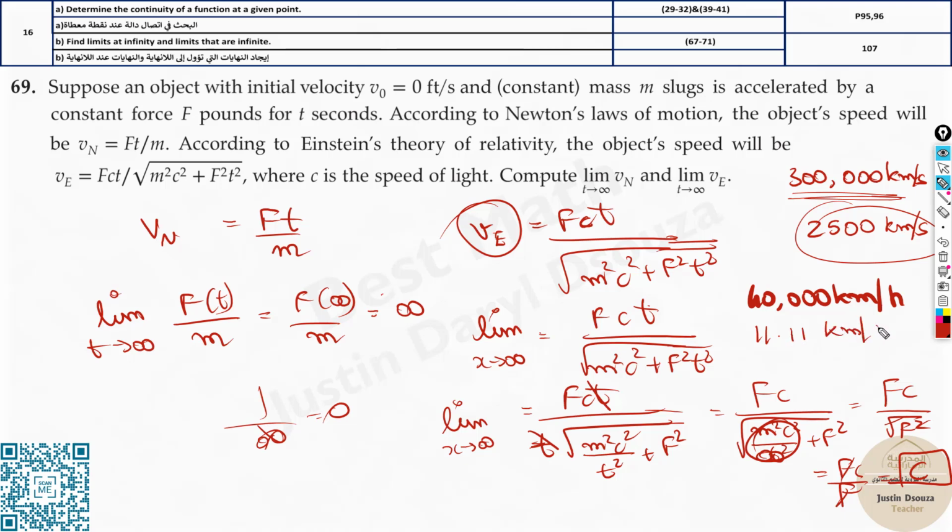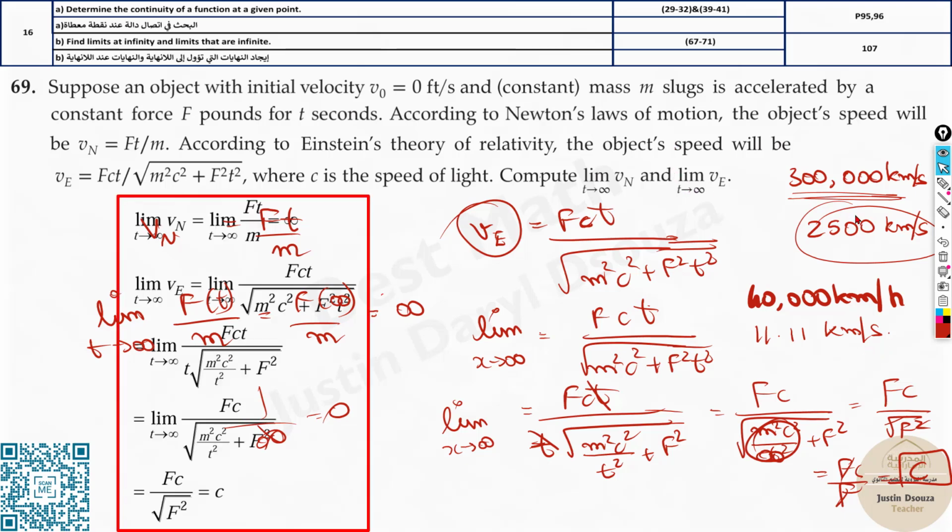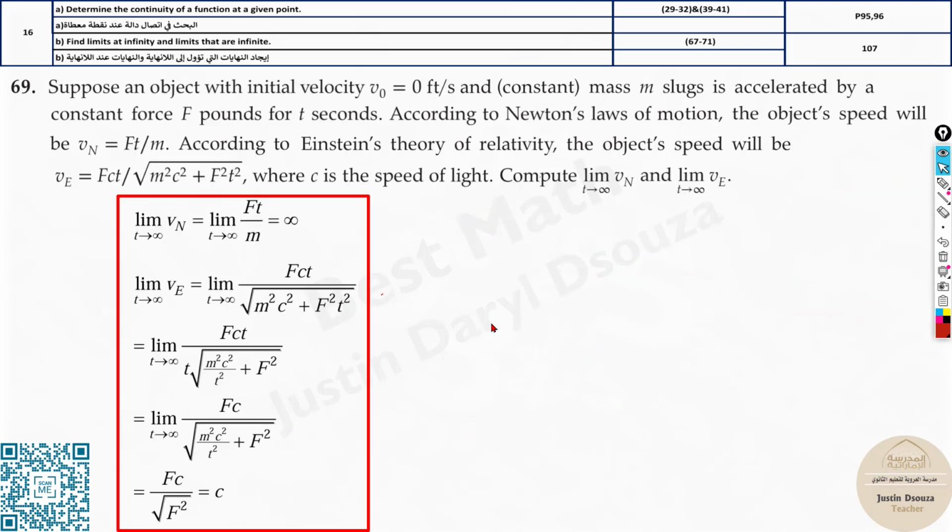11.11 kilometer per second. So the speed of light is 300,000, whereas on Earth we have just reached 11.11. You can see the difference, it's 11.11 and the speed of light is 300,000, but this is the maximum we can ever attain. But it's such a huge number to reach. Anyways, we will move on to the next question here, and you can see this is the answer. For the first one was infinite, yes, and second one is just C.